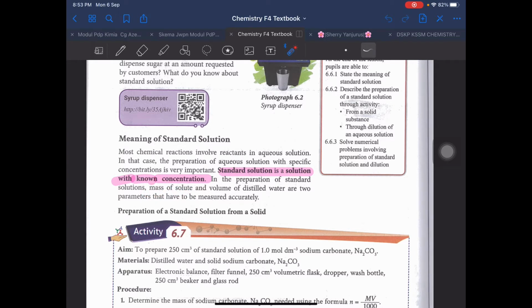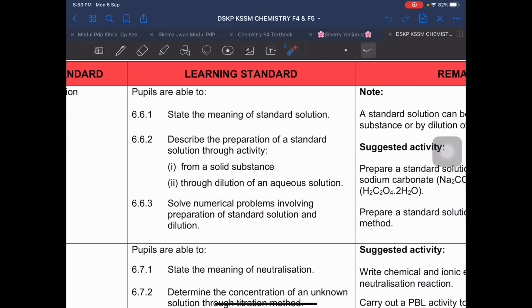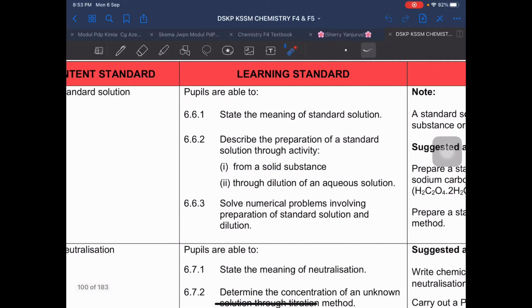Okay, let us go to the activity 6.7 here. Tajuk ini adalah preparation of a standard solution from a solid. You remember the DSKP just now, it showed you that in this subtopic, you should learn about the meaning of standard solution. Okay, this one, check. Iaitu, standard solution is solution with known concentration. Yang diketahui. 6.6.2, describe the preparation.